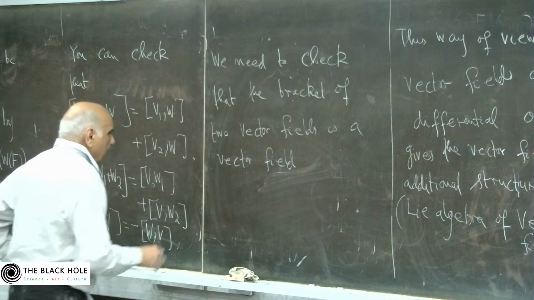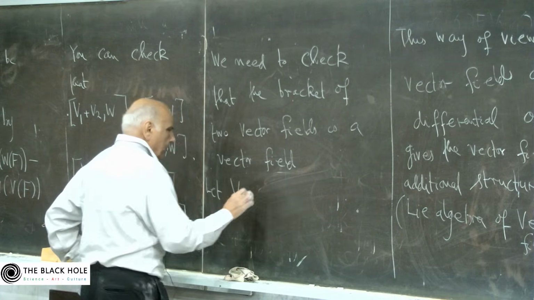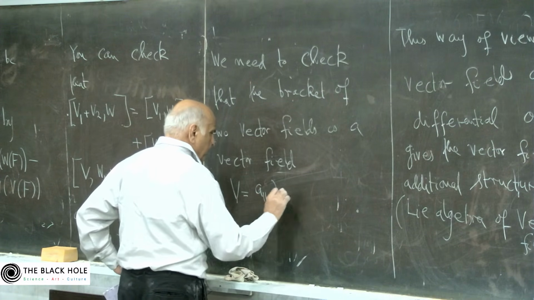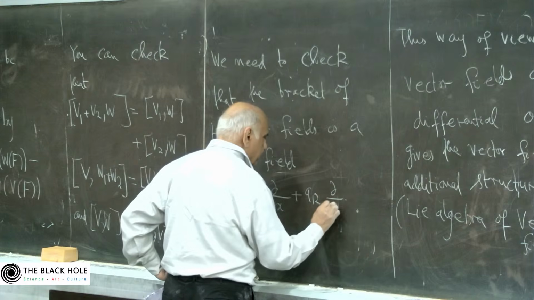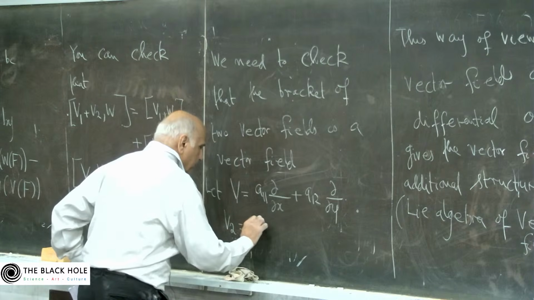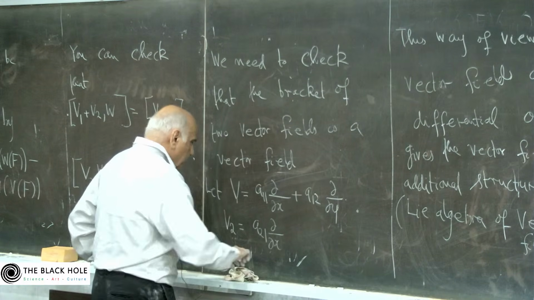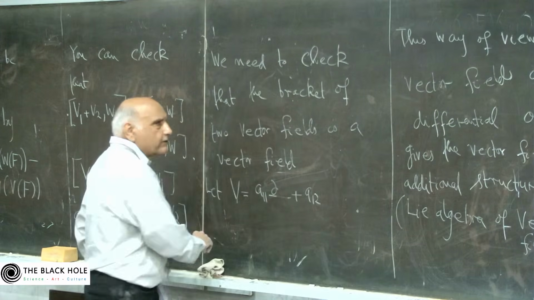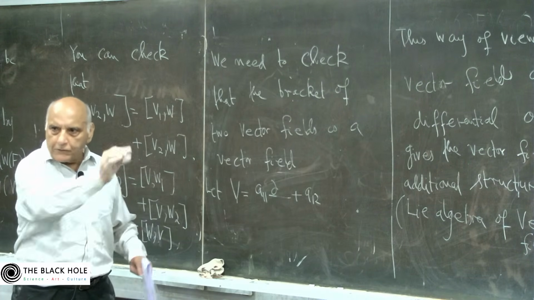Okay, so just to save time, let V be equal to A11 partial x plus A12 partial y, partial by partial y, and V2 be equal to A21 partial by partial x. Let me write in a notation that you can generalize. Instead of calling the variables x and y, let's call them x1 and x2, so that you can do it for n dimensions.